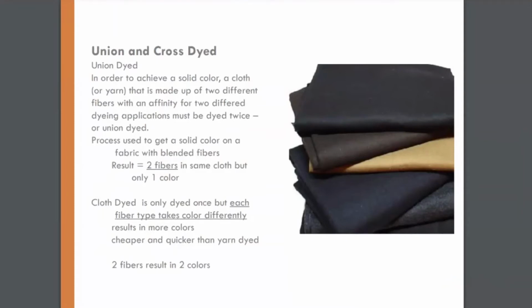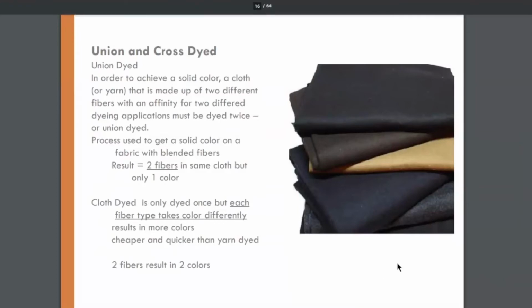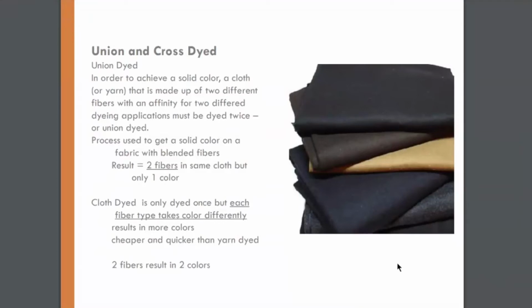Cloth dyed is only dyed once, but the fiber takes color differently. So if you see a wool cotton blend where you can clearly see the two different yarns, it's because they were only dyed once. And so therefore the wool and the cotton have more of a mottled effect. And this all makes clear sense if you've ever done any dyeing, right?